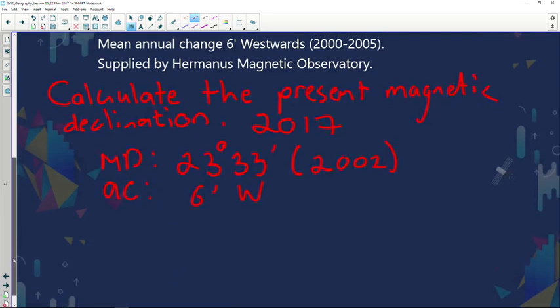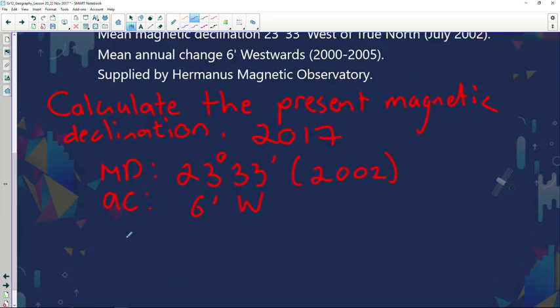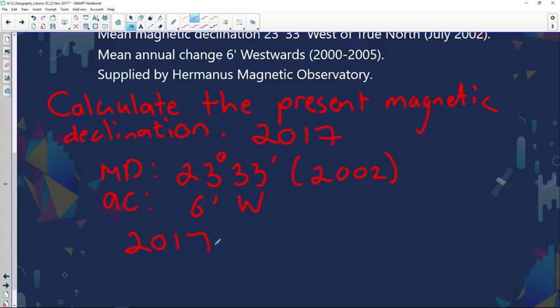So what do we need to do? Every single year it's moved 6 minutes west, so we need to get the difference. Once again, same as gradient. If I've got 10 apples and you've got 5 apples, what's the difference? 5. You subtract the lowest from the highest. In this case, 2017 minus 2002, because that's when it was recorded. And that gives us an answer of 15.